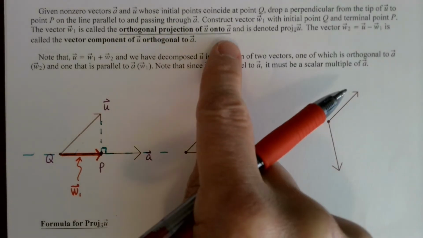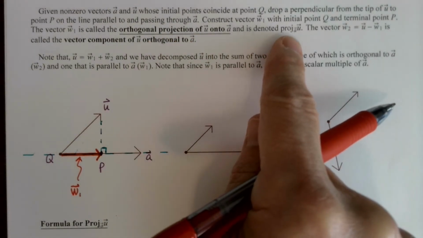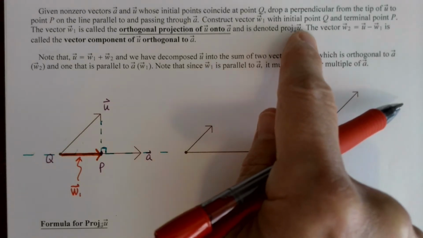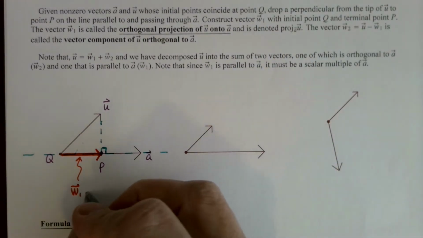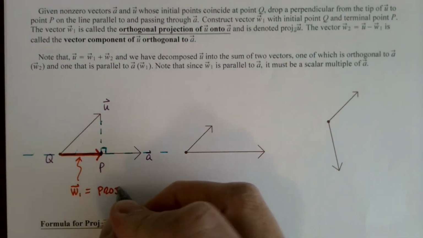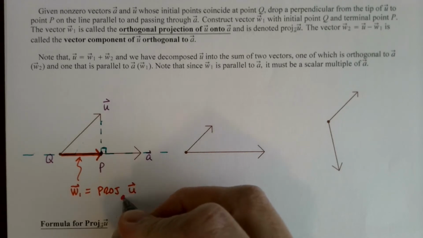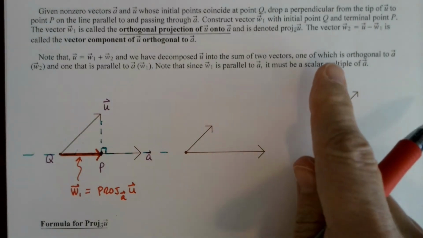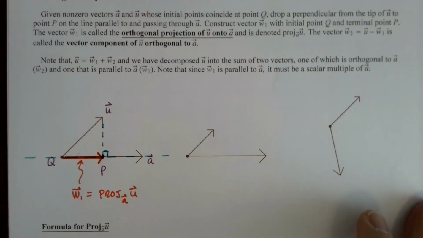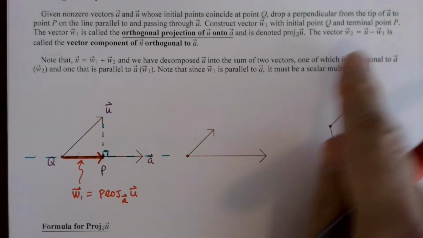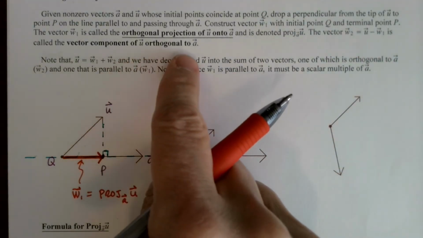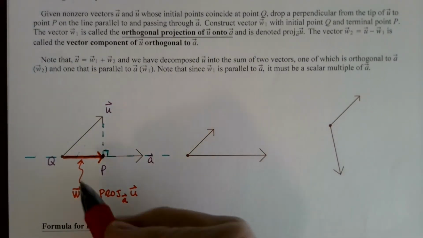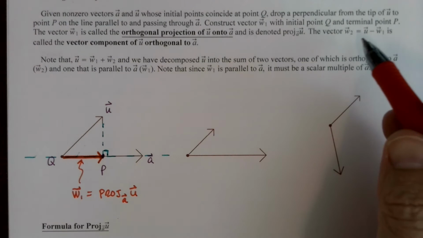That's a big long name. This is the way it's typically denoted, PROJ for projection, but it's the orthogonal projection. Notice it's u and then a subscript a. So this is the projection of u onto a. Okay. Now, the vector w2, which is u minus w1, is called the vector component of u orthogonal to a. Let's construct that, and then we'll talk about it. So here is w1. What would u minus w1 be?